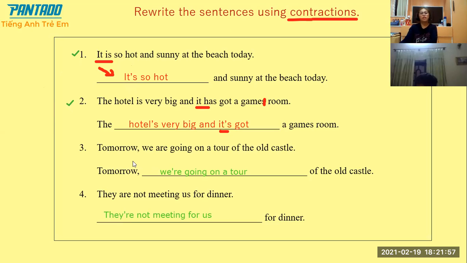Next, number three. Tomorrow we are going on a tour of the old castle. Okay, tomorrow we're going on a tour. Correct. We are becomes we're. Very good job. You understand this? They're not meeting us for dinner. Very good, correct. They are becomes they're. So you understand this? You've got 4/4. Okay, I will write here. 4/4.